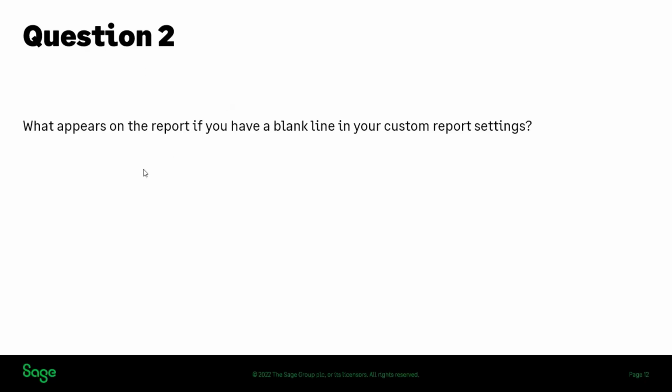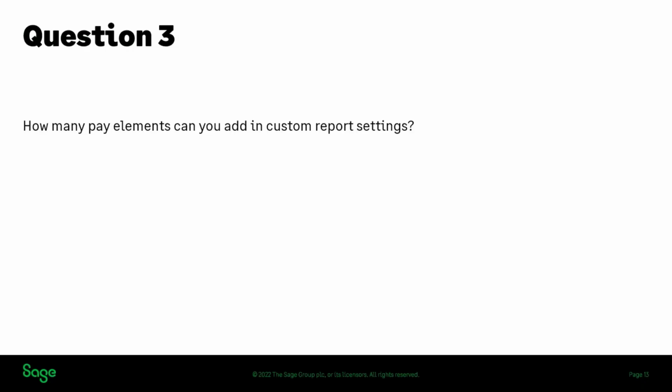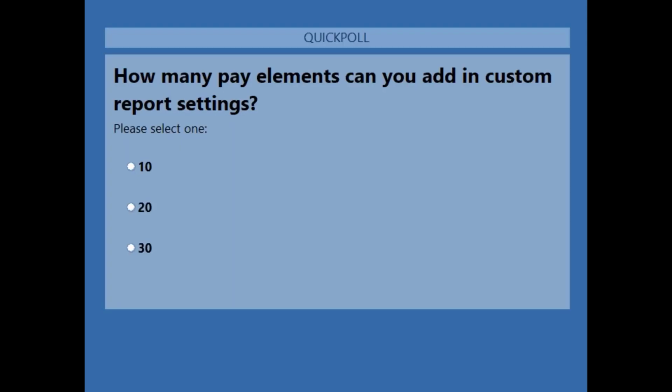Okay, let's go on to question number 3 and the final question. How many pay elements can you add in custom report settings? When you're creating that setting, what is the limit on the number of pay elements that you can add? Again, we have 3 options: 10, 20, or 30. There is a maximum limit to custom report settings, but what is that maximum limit? Is it 10? Is it 20? Or is it 30?